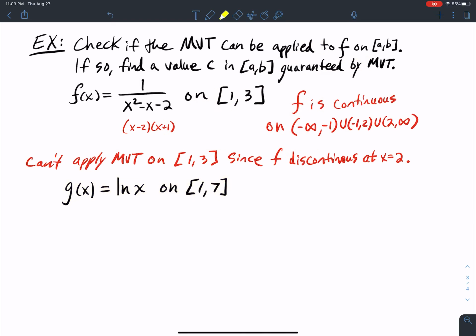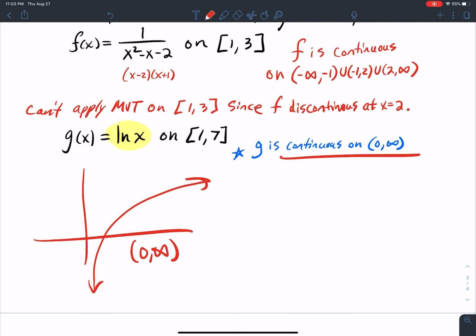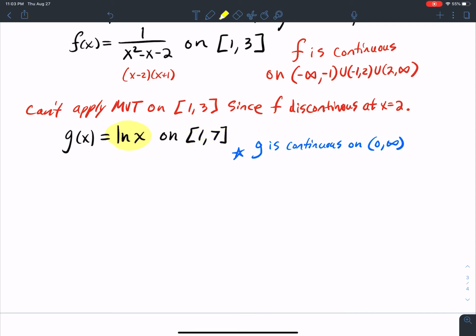Okay? So this is on the closed interval 1 to 7. And so what do we know about the natural log of x? Well, the graph of ln x kind of looks like this. It's defined for 0 to infinity, right? So this thing is continuous on 0 to infinity. So if it's continuous on 0 to infinity, is it continuous from 1 to 7? I think so, right? So it's continuous on 1 to 7.